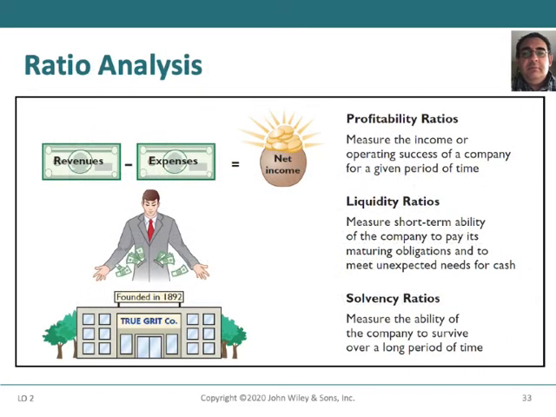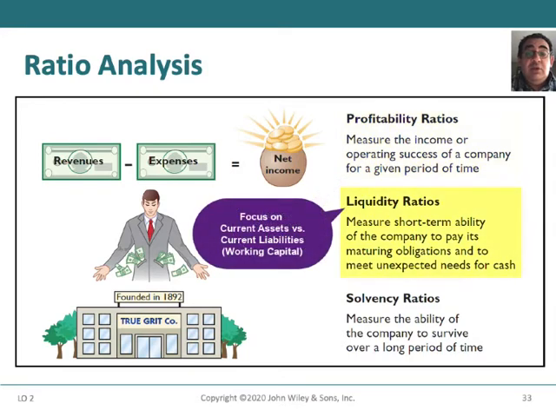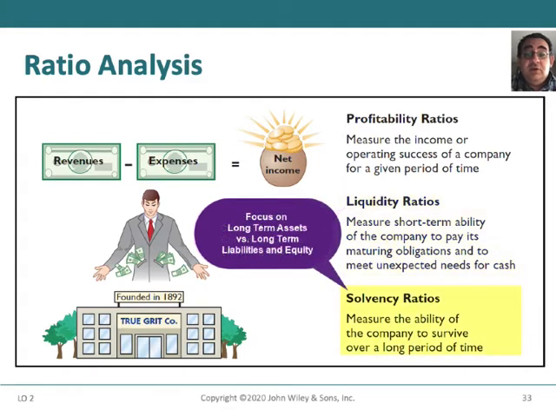There are generally 3 or 4 major categories of ratios. The first is profitability ratios, which measure the income or operating success of a company for a given period of time, and that's where we look primarily at the income statement. Liquidity ratios look at the short-term ability of a company to pay its maturing obligations and to meet its unexpected cash needs. Liquidity ratios are strictly focused on the balance sheet. Solvency ratios measure the ability of the company to survive over a longer period of time. So we're going to be looking at debt to assets, for example.